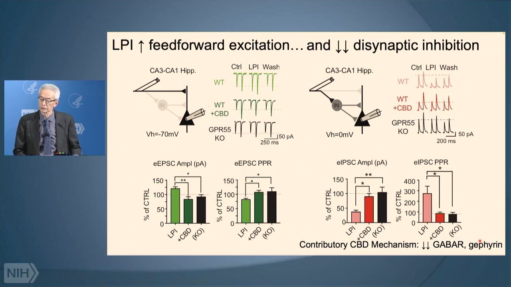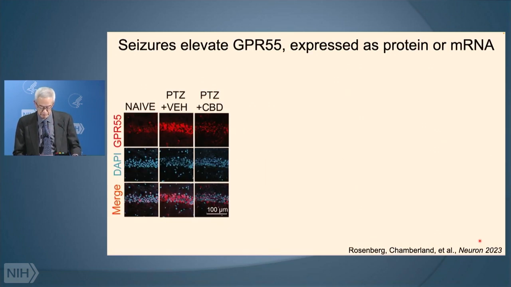Now, the key question is, how does this phenomenon relate to epilepsy? Is there something autocatalytic or regenerative about this? Well, we were very gratified to find that in response to a seizure, the concentration of GPR55 receptors was greatly increased, and that effect was blocked by CBD. So this is not just your common garden variety response where the receptors remain the same and the signaling is what changes.